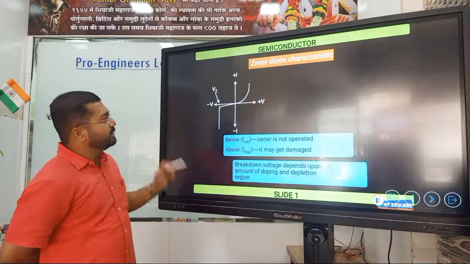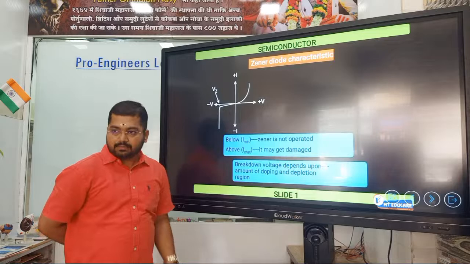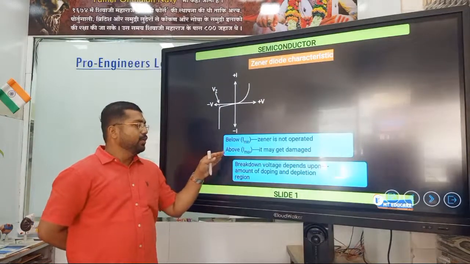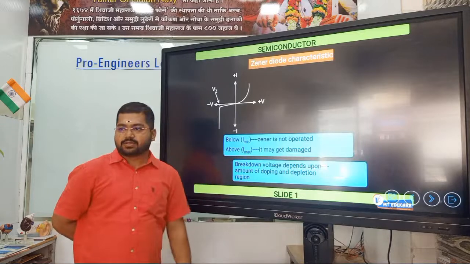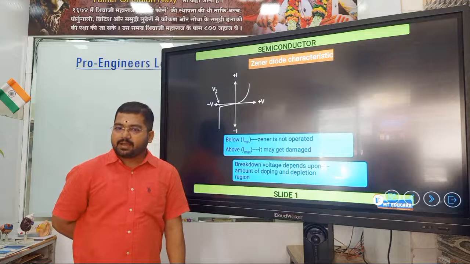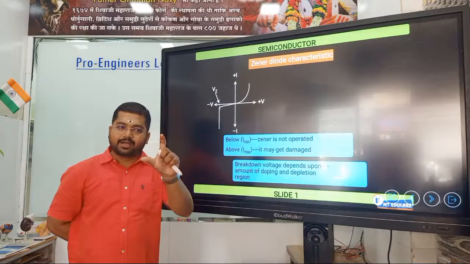Below I min, meaning minimum current, Zener is not operated. Above I max it may get damaged. I max के ऊपर वो डैमेज होगा और I min के नीचे वो काम नहीं करेगा. It means it is active only from I min to I max.